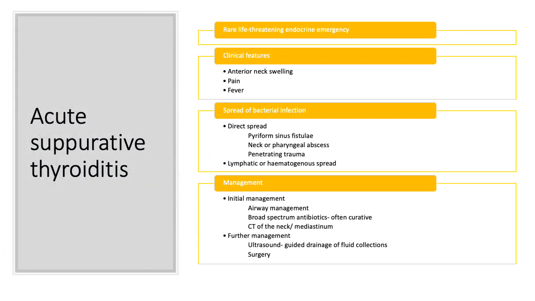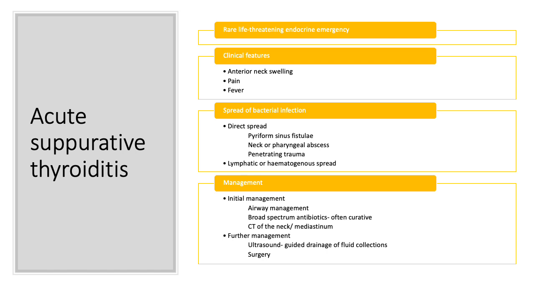Acute suppurative thyroiditis is an acute life-threatening endocrine emergency. This rare condition is due to Staphylococcus or Streptococcus species. These infections cannot spread to the thyroid gland directly because of the tough capsule. So the spread can occur through piriform sinus fistulae, neck or pharyngeal abscesses, or penetrating trauma. There can be a lymphatic or hematogenous spread as well.